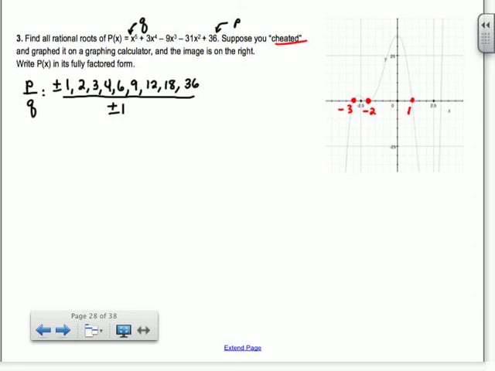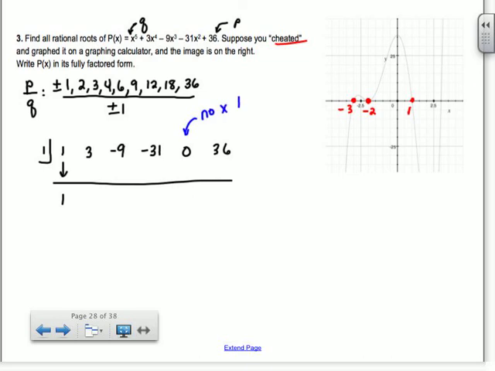So I have 1x to the 5th plus 3x to the 4th minus 9x cubed minus 31x squared plus 0x, don't forget you had a 0 there, plus 36. This was no x term. Okay, and then we do our synthetic division. So 1 times 1 is 1, add straight down, I get 4. 1 times 4 is 4, add straight down, I get negative 5. 1 times negative 5 is negative 5, add straight down, I get negative 36. 1 times negative 36 is negative 36, add straight down, I get 0.